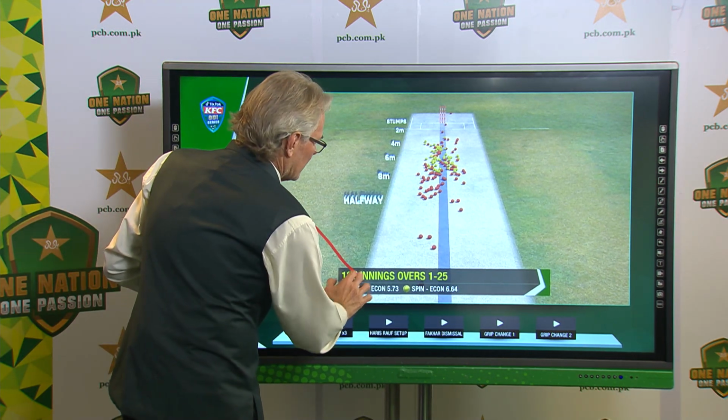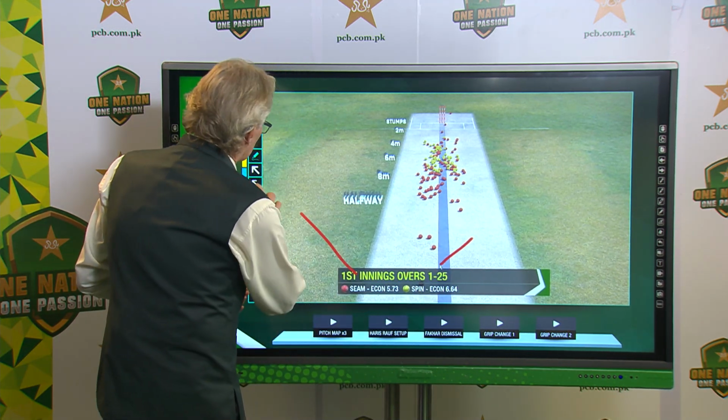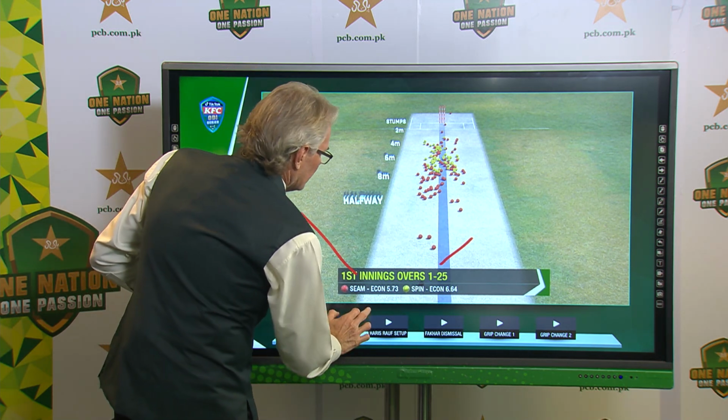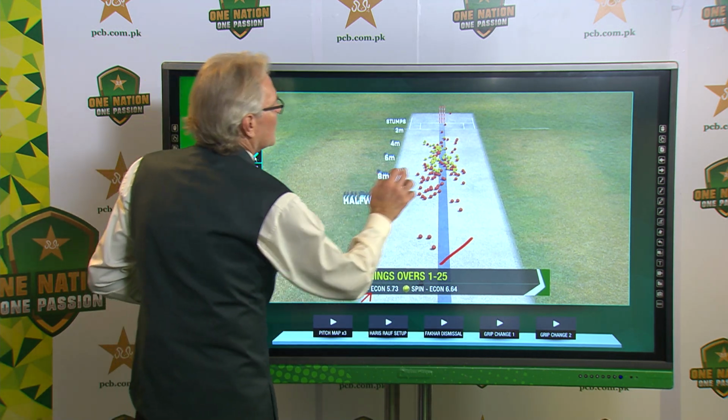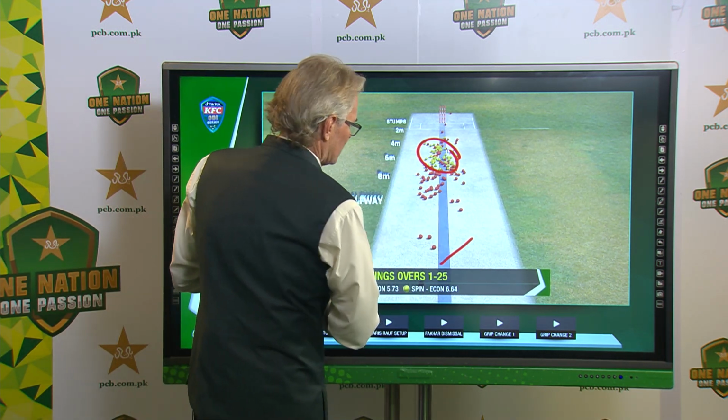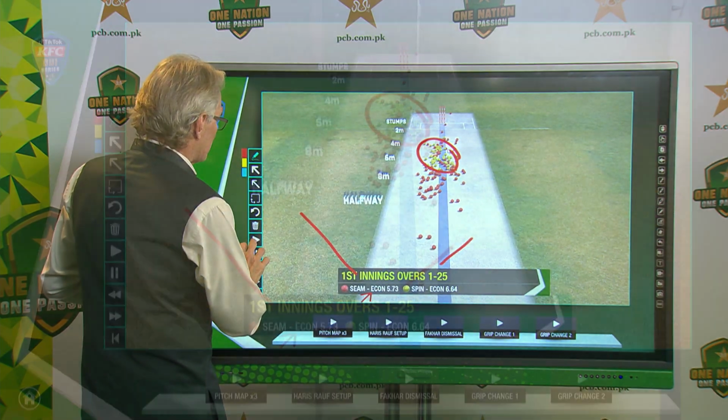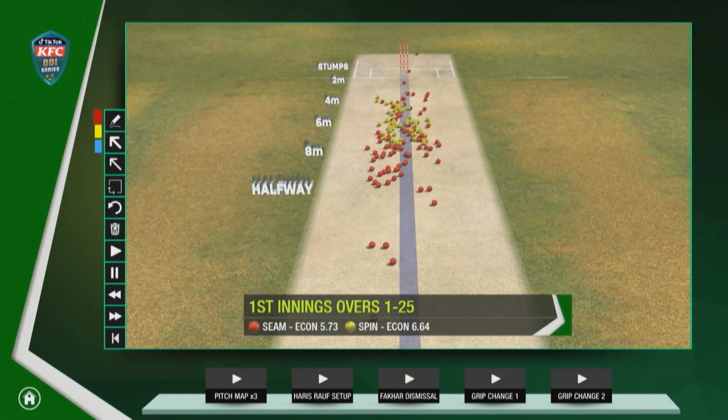This is the first innings, overs 1 to 25, right? So just bear that in mind. Also, the economy rate from the seam and spin. So I've got both seam and also spin involved. The yellow in the middle there, at the top, is obviously going to be the spin bowlers. So what I'm going to refer to is the fact that during that first phase, overs 1 to 25 in particular, 171 runs were scored at a run rate of 6.8.